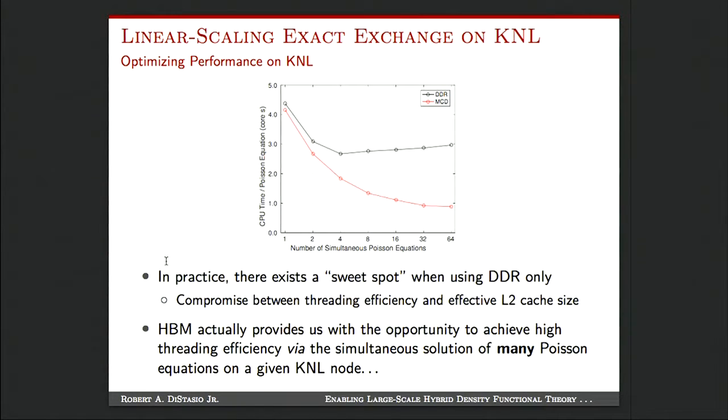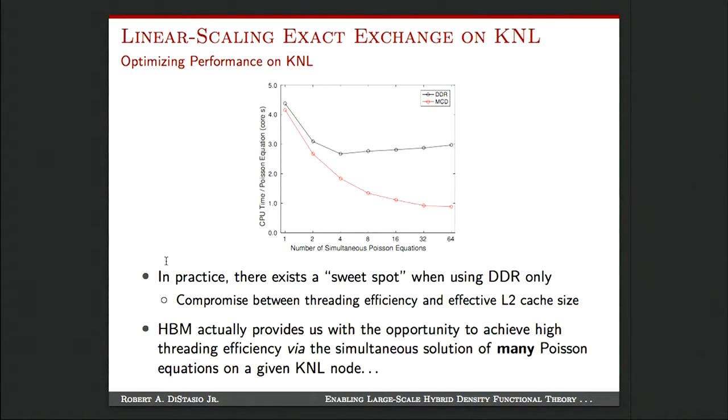So if you take that seriously now and try to solve this number of Poisson equations simultaneously, just using the DDR versus MCD, you see 2 different behaviors. And we haven't done any hyperthreading study yet. You see that there's a sweet spot actually with DDR. In DDR, you kind of want to do between 2 and 4 Poissons at the same time. And again, I would argue that this is 2 competing effects. You have the threading efficiency on one hand: less threads, more efficient. And then you have this effective L2 cache.